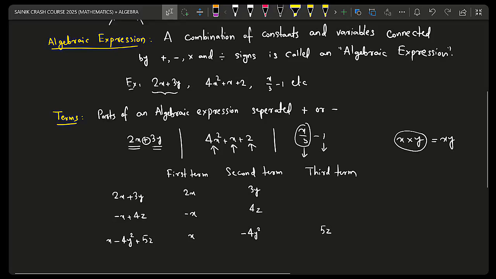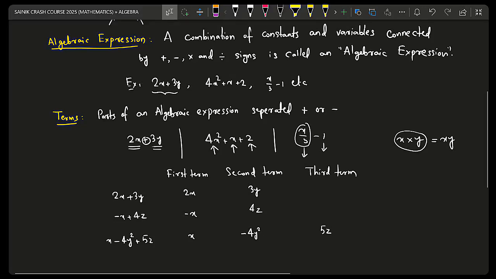You told that 4 into x square is a variable. Why? Because 4 is a constant and x square is a variable, so the product will also become a variable, right? Why? Because we don't know the value of x square. Then the 4x square value also we don't know, right? That's right.